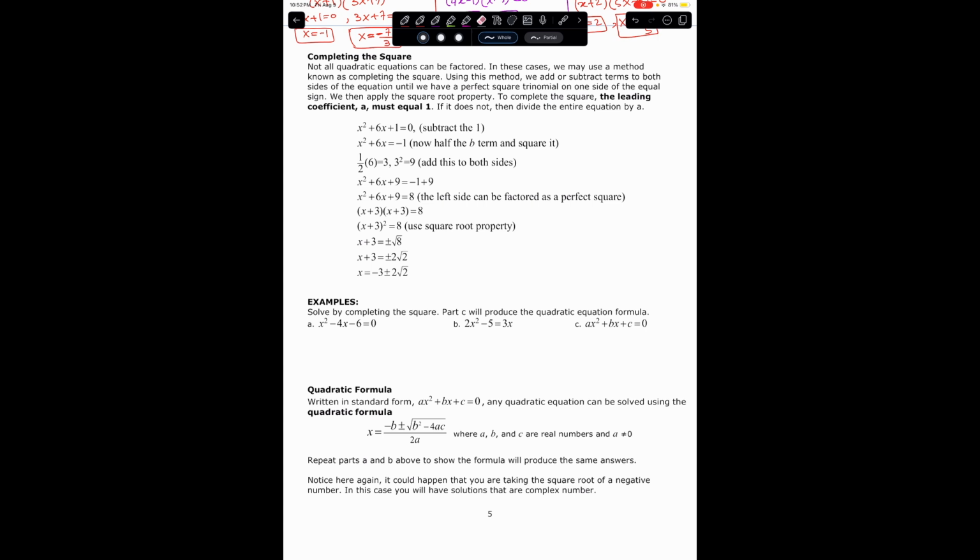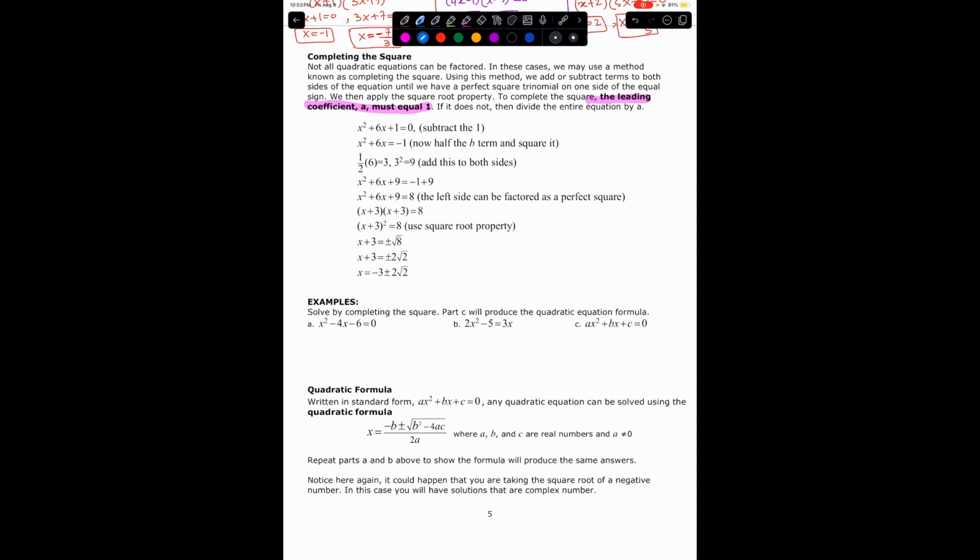To complete the square, the leading coefficient must be equal to 1. So the leading coefficient a has to be 1. If it's not 1, we make it 1 by dividing every term by the leading coefficient. Okay, so here is an example. There are steps that you can turn into an algorithm to follow in order to apply this method of completing the square.